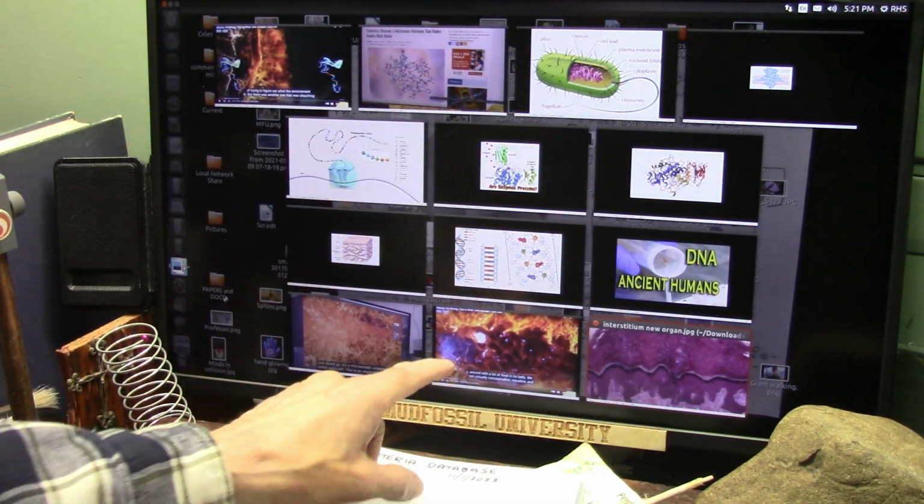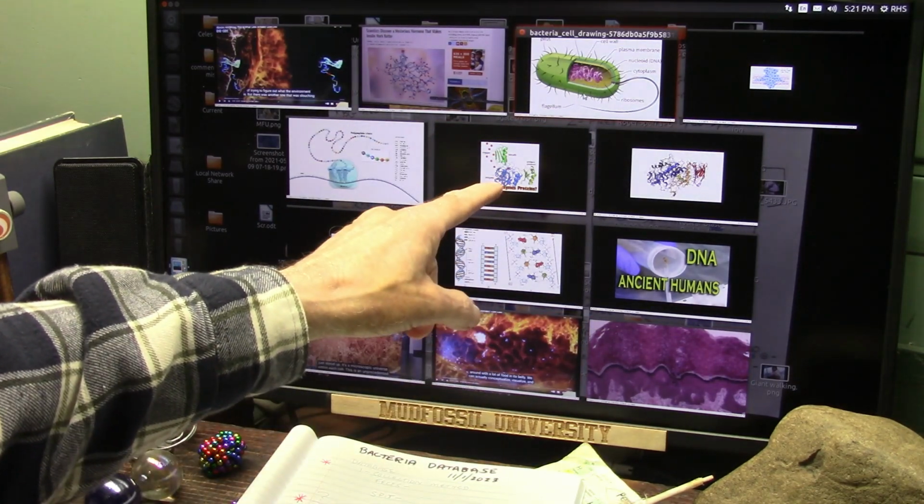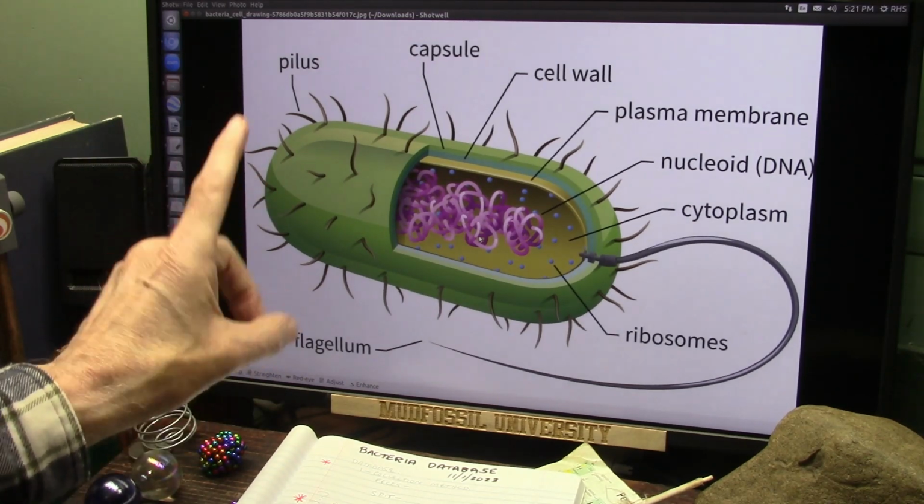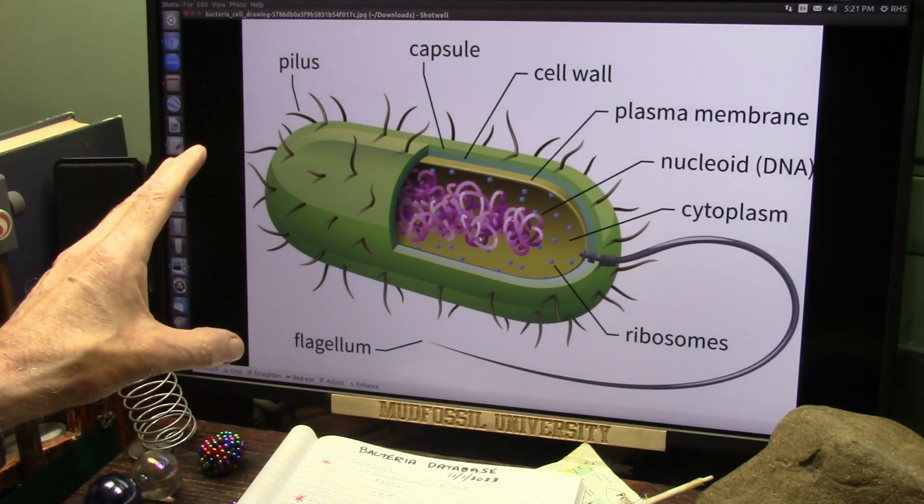Now, what is living in there? Well, these are the things that are living in there. They're bacteria. And what is a bacteria? Single cell, one tiny little cell, tiny, tiny, tiny little things.